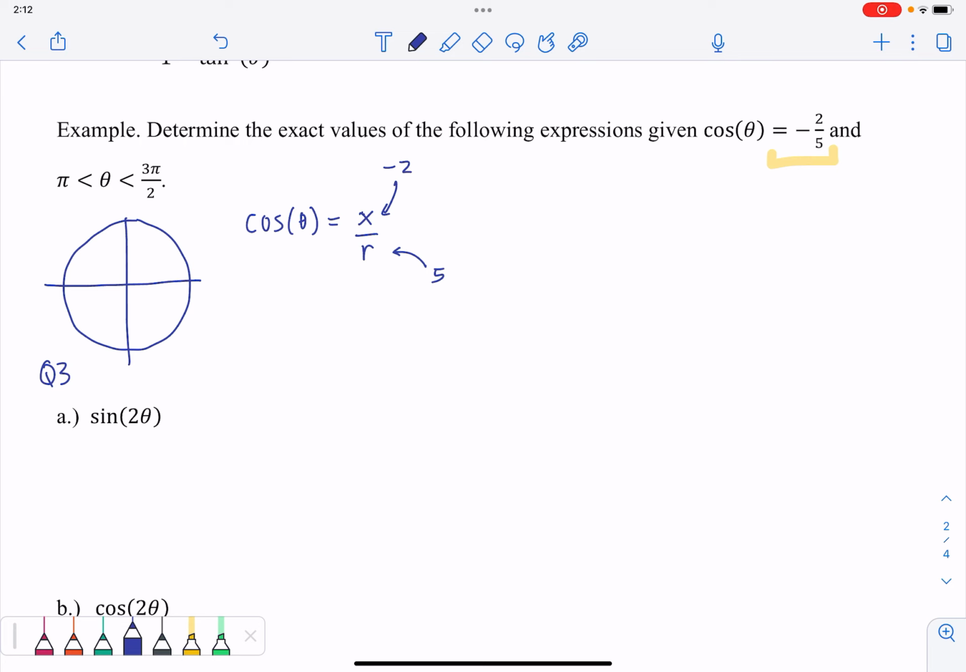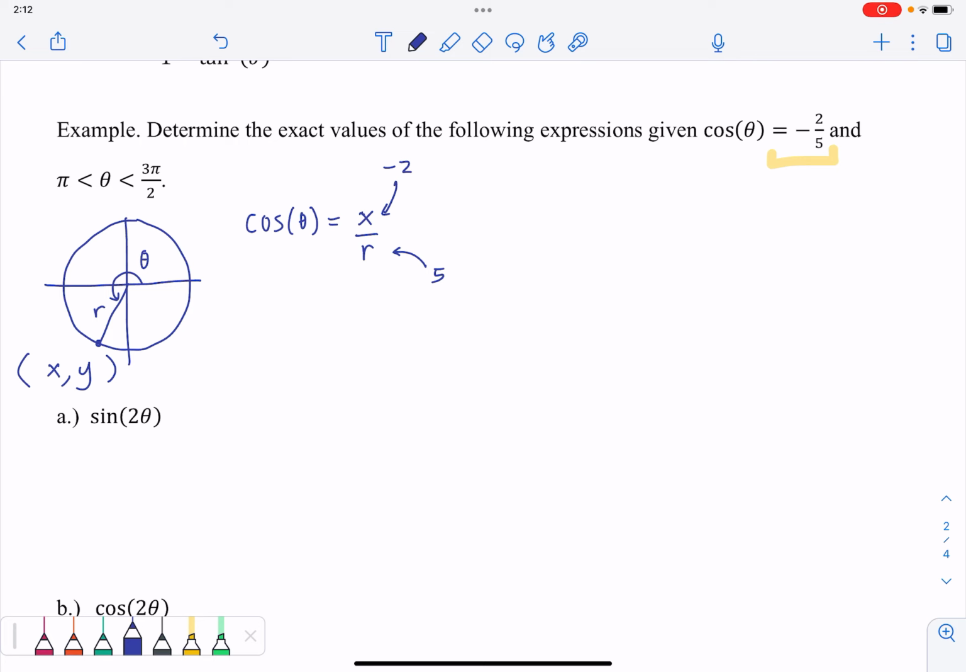And angle theta is in quadrant 3. So I'm going to draw that. So here's angle theta. And then I'm just going to erase the quadrant 3 label here so I have room for my point. And so I have some r here, right? And then x comma y. And that's how I'm defining these trig functions in terms of x, y, and r. Well, I've already established that r is 5 and x is negative 2.